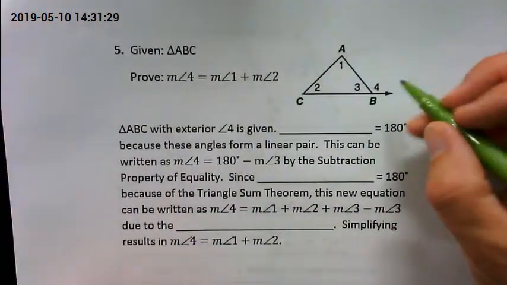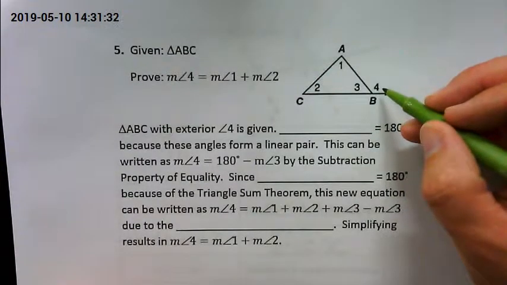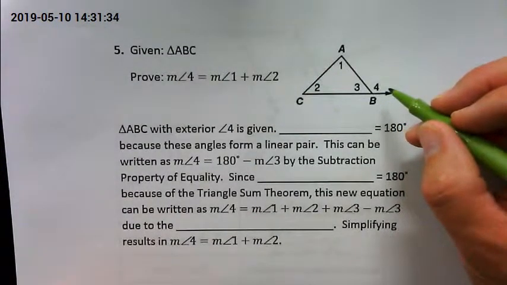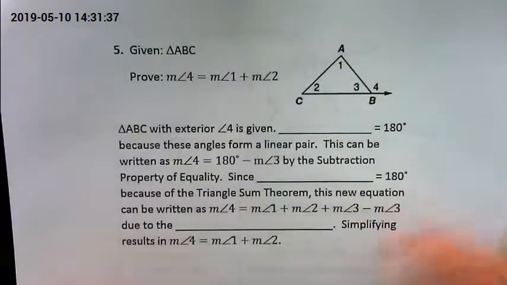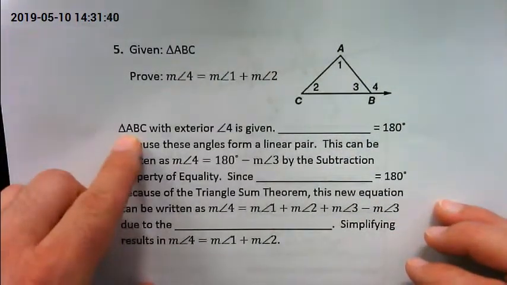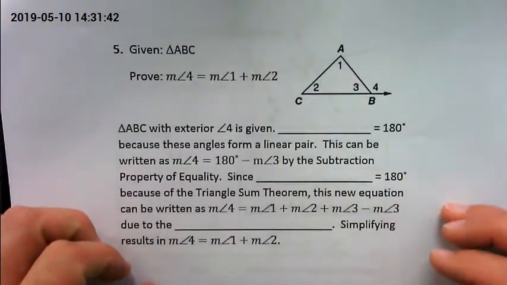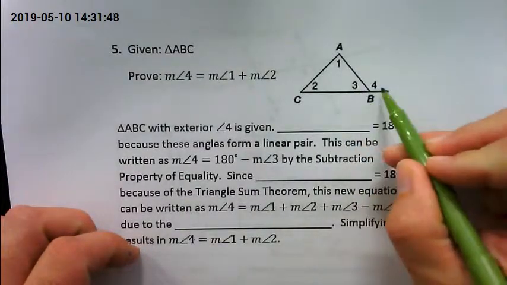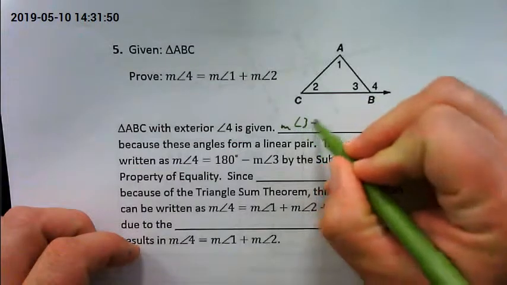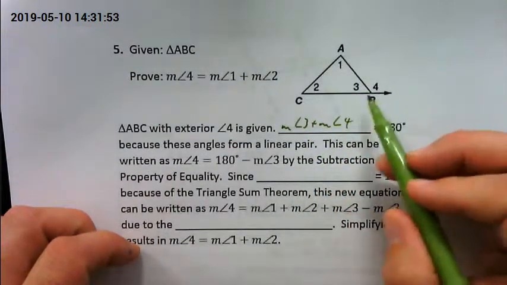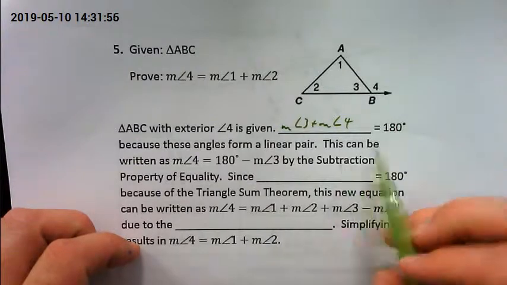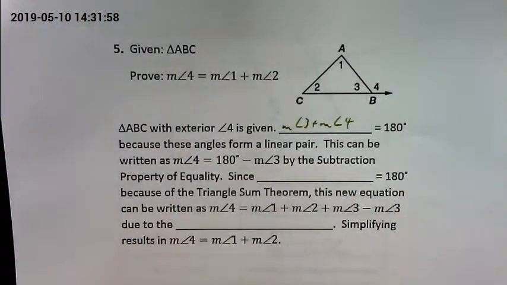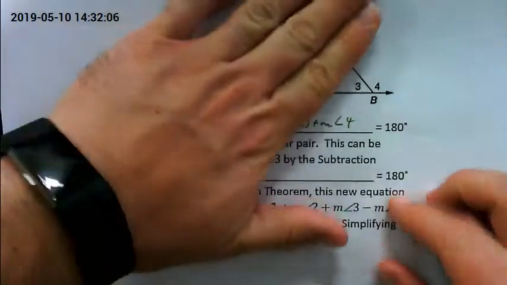This one, we have an exterior angle. We're trying to prove the exterior angle theorem. So, angle 4 is congruent to these two. Well, it says we have a triangle. What's equal to 180 because they form a linear pair? Those two, right? Measure of angle 3 plus measure of angle 4. They're a linear pair. Linear pair: two angles next to each other that form a straight line. Linear, meaning line. Two angles form a line.